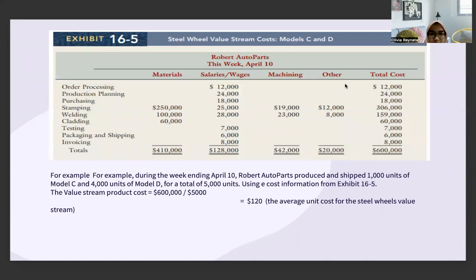As you can see in Exhibit 16.5, for example, during the week ending April 10, Robert Auto Parts produced and shipped 1,000 units of Model C and 4,000 units of Model B, for a total of 5,000 units. Using the cost information from Exhibit 16.5, the total value stream product cost is $600,000 divided by 5,000 units. So we get $120 for the average unit cost for the steel wheels value stream.